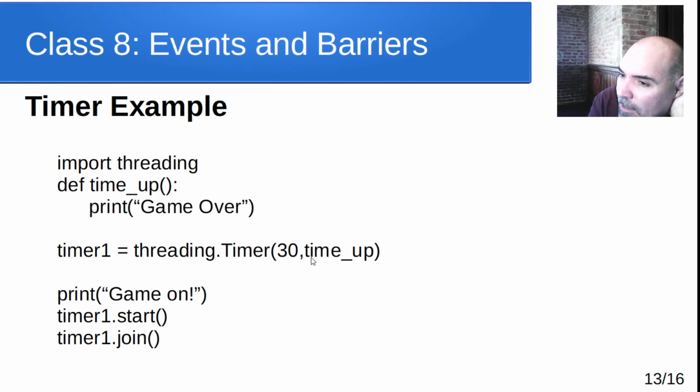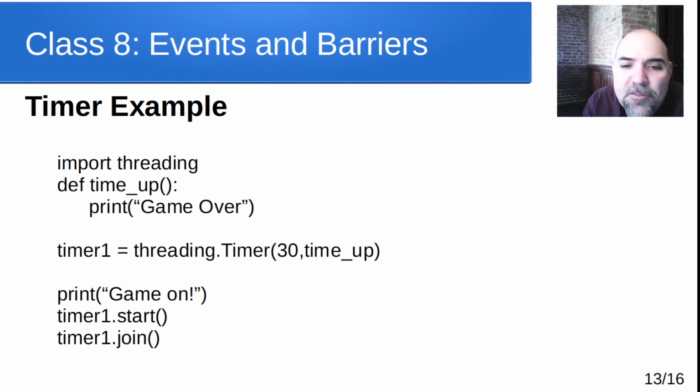And then when it's done, after the 30 seconds, it's going to call time up. So what's going to happen when I run this, it's going to print game on, start that thread, and then exactly 30 seconds later, we're going to get printed out game over, and then thread 1 that joins is going to allow it to continue. So this is giving like that 30-second delay before it does that.